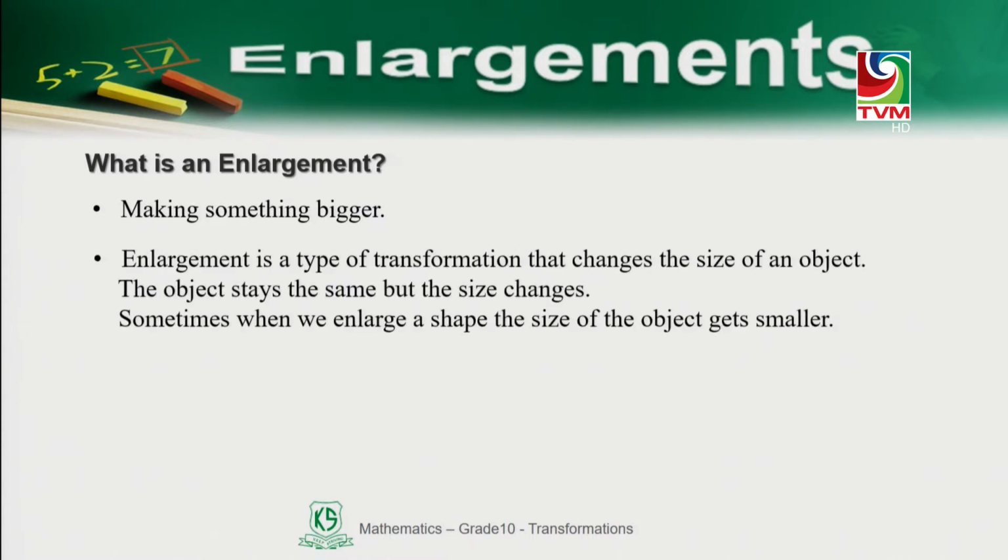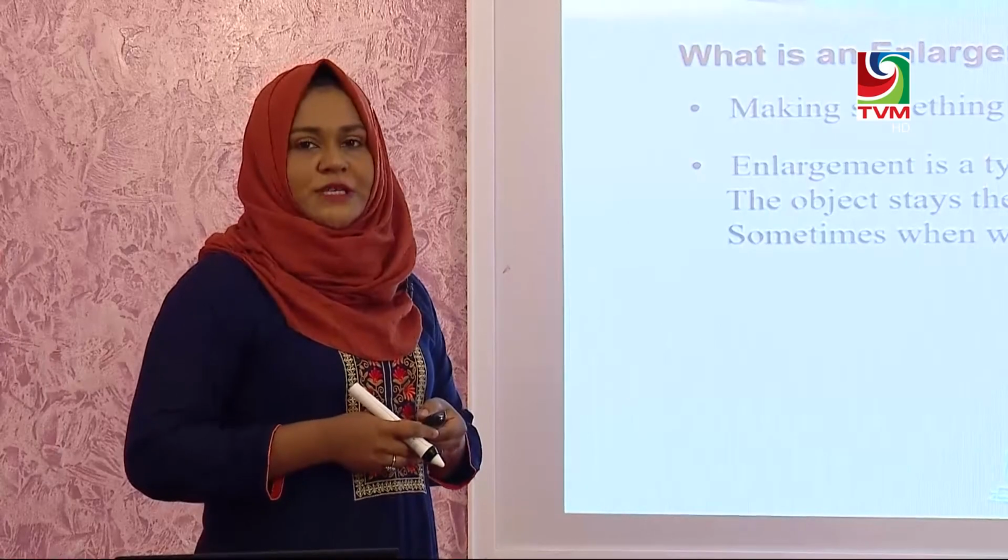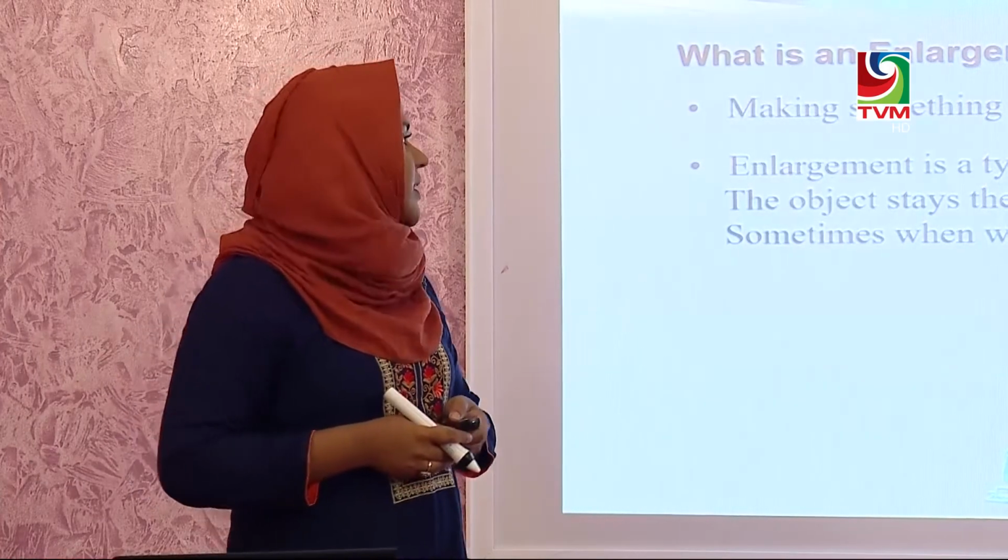If we look at a mathematical definition for enlargement, enlargement is a type of transformation that changes the size of an object. So in math, enlargement is the transformation where the size of the object changes. Now we have already discussed translation, reflection and rotation. For these 3 types of transformation, we have seen that the size of the object stayed the same, it did not change. So enlargement is the only type of transformation where the size of the object changes.